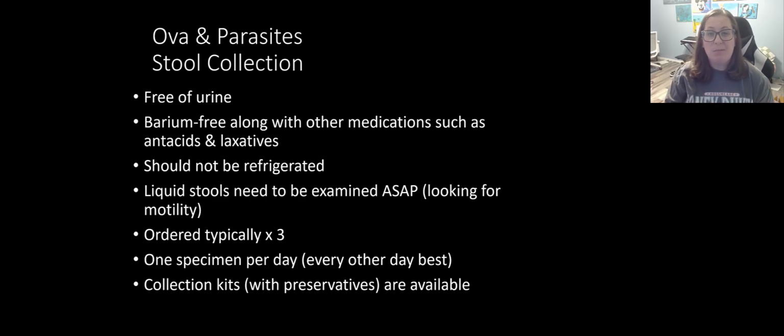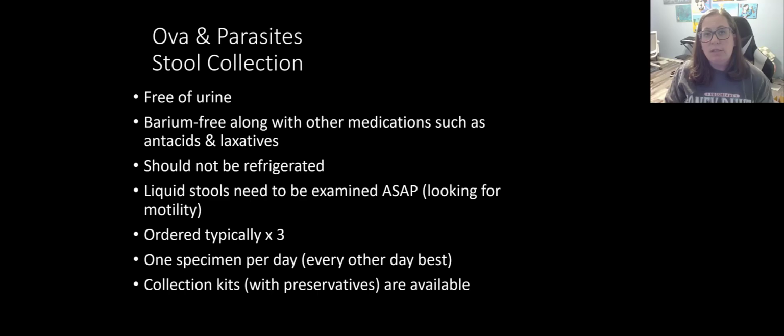So like say if it was Monday your first specimen was given, you would then wait and give another one on Wednesday and then on Friday. But there would be 3 in a row, skipping a day in between. There are collection kits that can be used and they are available for this, but they have to be the ones that have preservatives in them because they can't get it to them right away and you can't refrigerate them. All right, and so there are collection kits that are available.